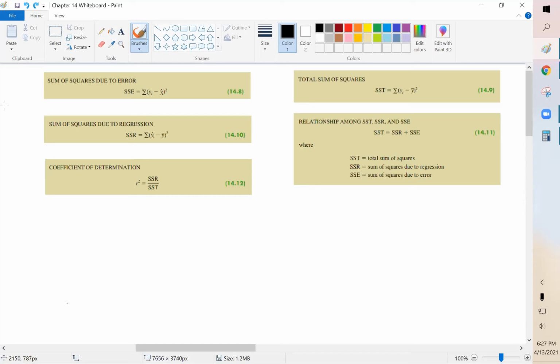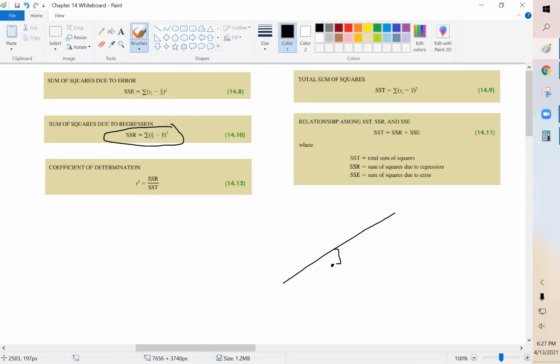So when we have our line, there's my mouse. When we have our line and we have a point here, we have this distance between the point and the line. Part of that gap is caused by the regression line itself. That's called SSR. It's the sum of the squares, basically the distance, the error, due to just the line itself.